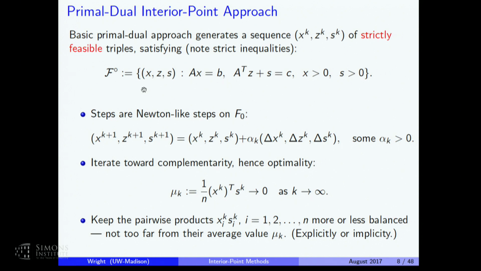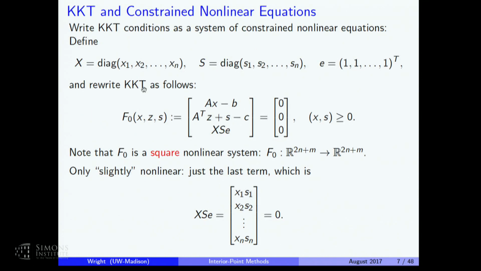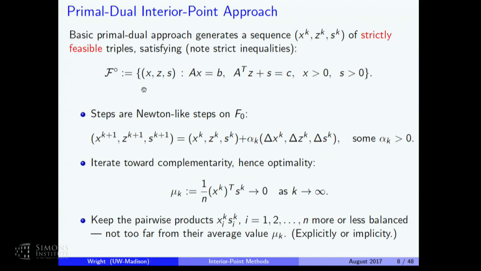We're going to take Newton-like steps on this system. If you look at this system, it's a square system, right? The number of unknowns, if you count up the number of x's, z's, and s's, is 2n plus m, where m is the number of rows in A, n is the number of columns. So there's 2n plus m unknowns. There's also 2n plus m equations here. So it's a nice square nonlinear system with these extra conditions added on. So we're going to, and I'll describe Newton's method in a moment, take steps that kind of look like Newton's steps for that system.